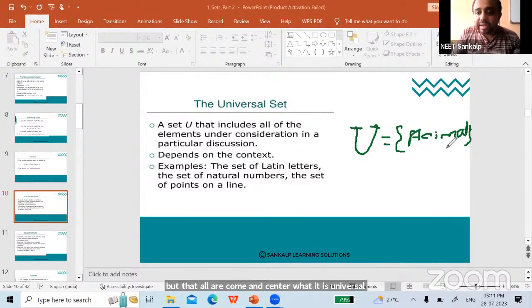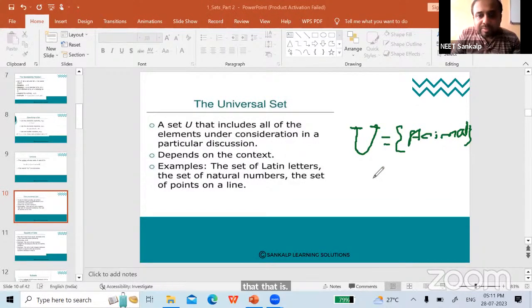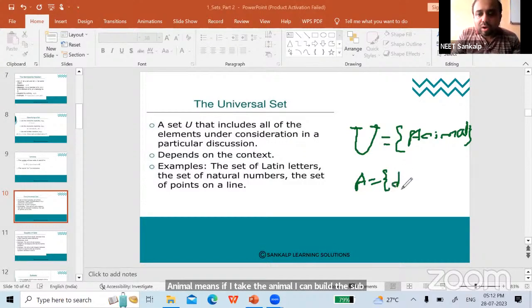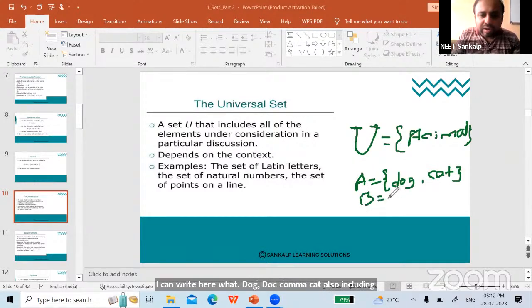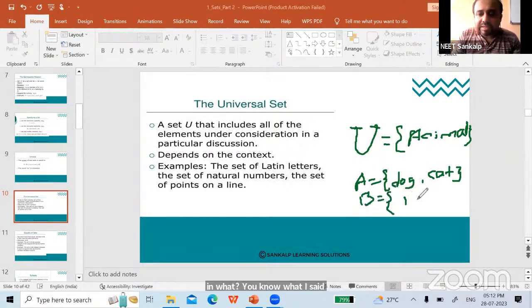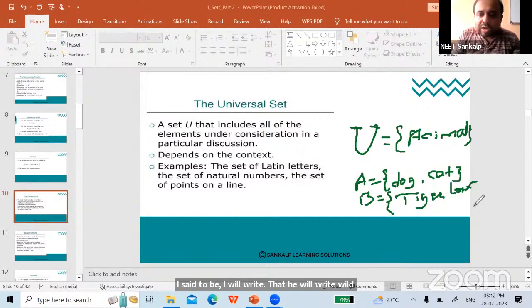If I take the animal, I can build the subsets of the universal set. Suppose A is a subset of the universal set, I can write here dog, cat. Dog, cat are also included in the universal set. And set B, I will write wild animals, that is tiger and lion. So lion and tiger both come under the category of animal.